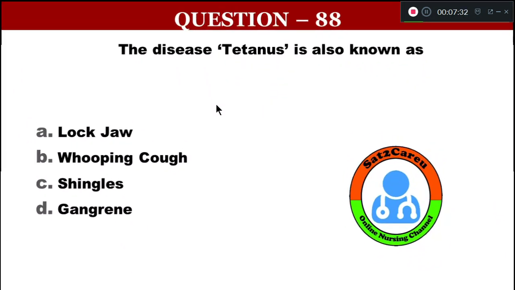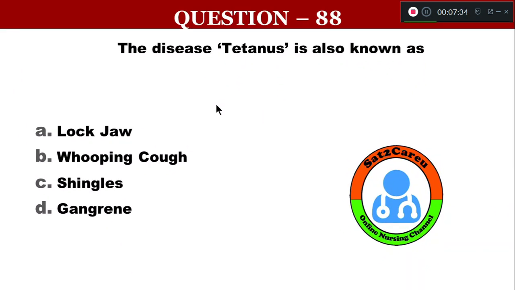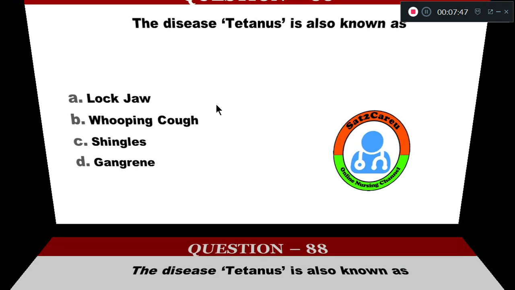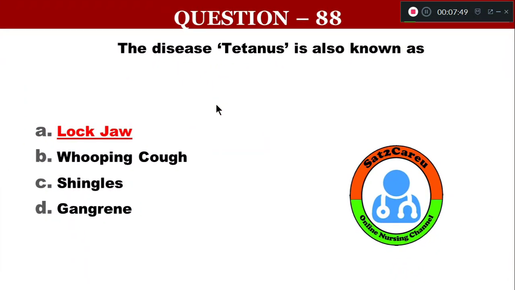Question number 88. The disease tetanus is also known as option A lockjaw, B whooping cough, C shingles, option D gangrene. This disease is otherwise known as lockjaw. It's the right answer here.